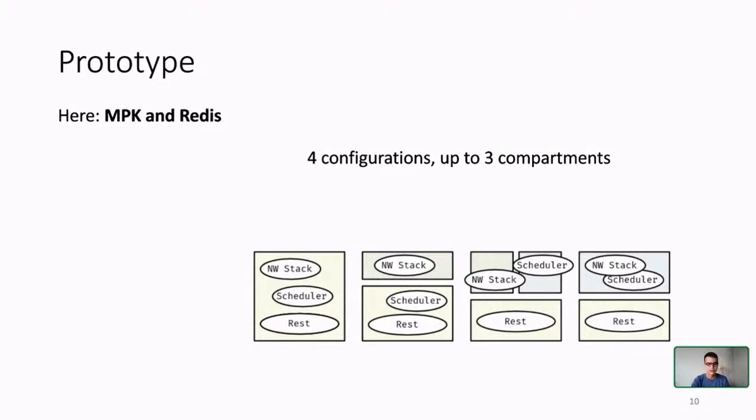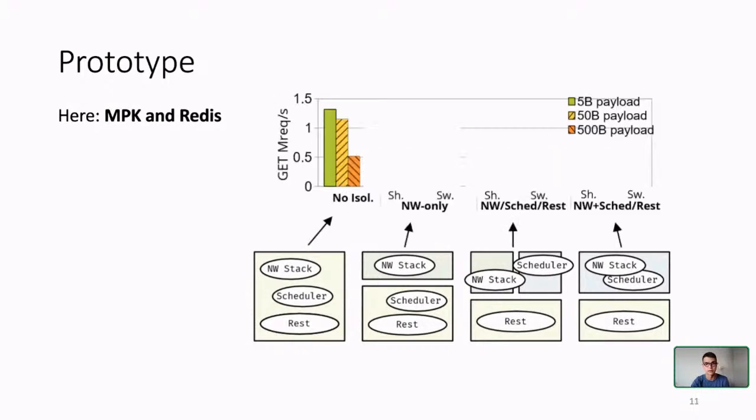So in this example, we have 4 different compartment configurations and up to 3 compartments. We gather results for 3 different payload sizes and 2 different gate implementations. One that shares the call stack and one that isolates it. In the implementation that isolates the call stack, we have 1 call stack per thread per compartment.